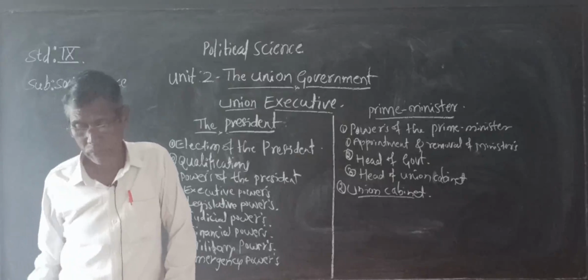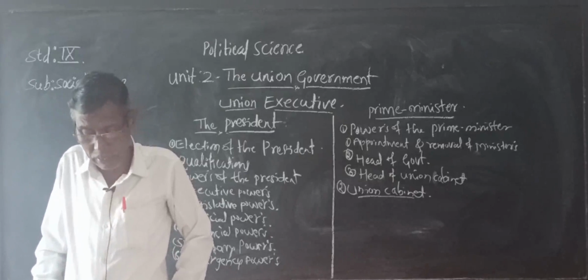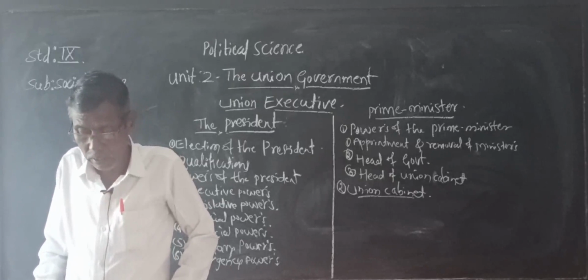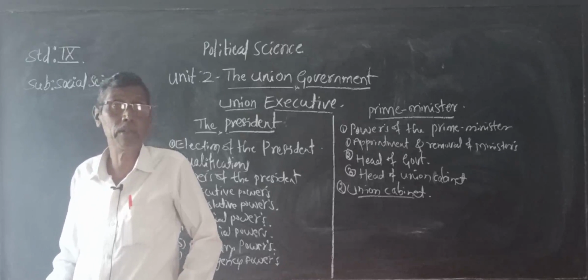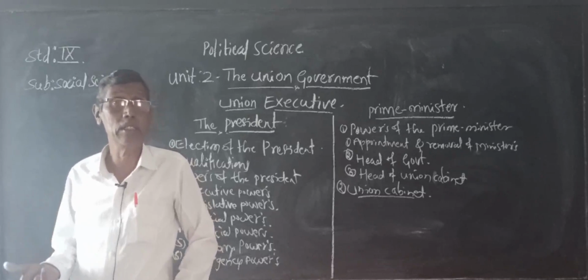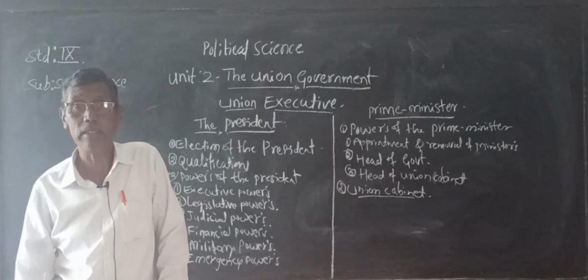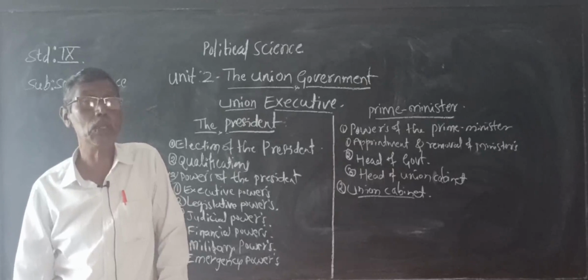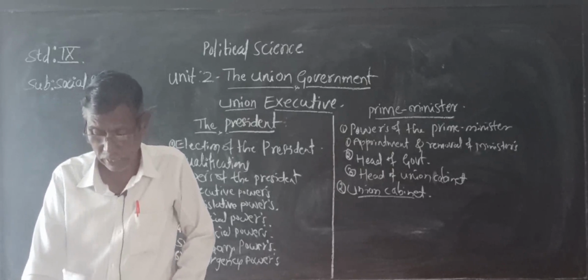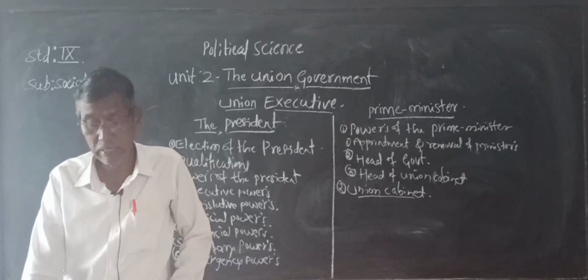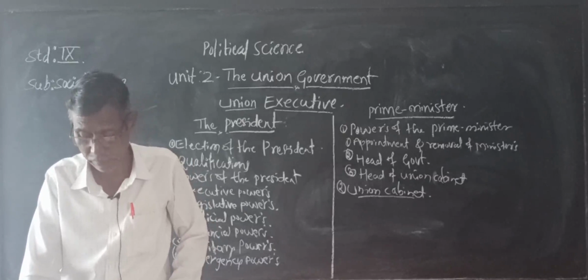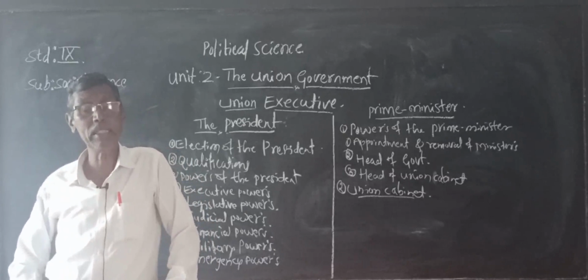Now his emergency powers. The President has power to declare emergency in an unnatural condition. Whenever an unnatural situation arises in the nation, he has the power to declare emergency in the country. This is explained from article number 352 to article number 360 under the 18th chapter of the Constitution.